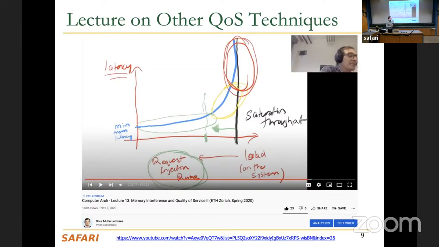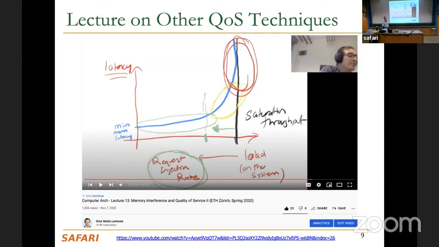But this is a very important curve that says on the x-axis you have the load on the system, on the y-axis you have the latency, and basically the curve usually looks like this. At some point, the load is so high that latency is chewed up, and that's what we have kind of been seeing in contention.